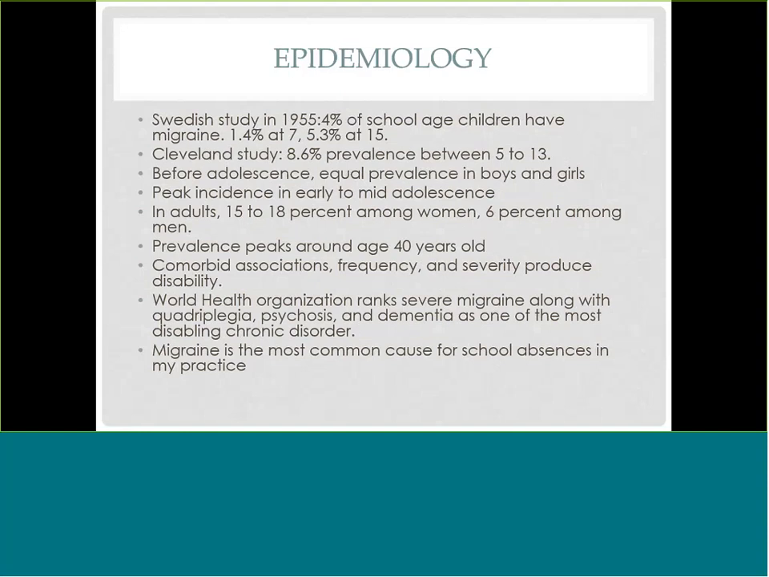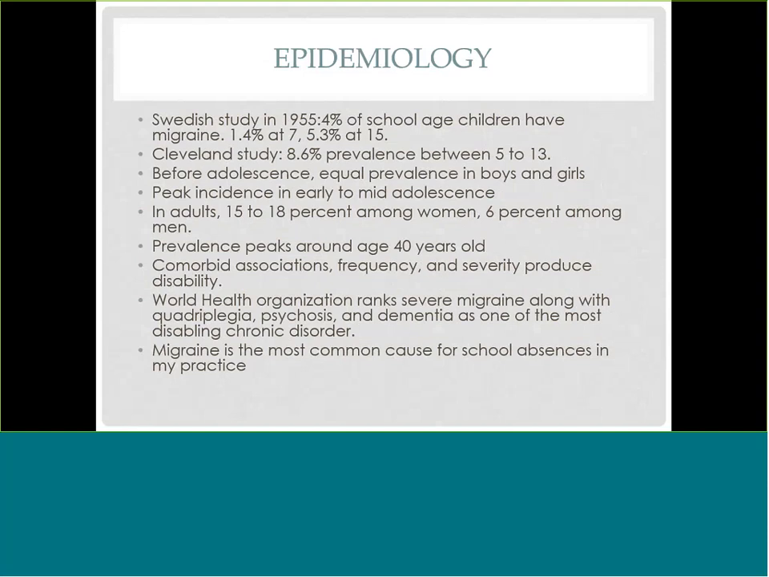So let's talk a little bit about the epidemiology of migraine. Migraine is one of the more common problems we see in the pediatric neurology clinic, but also one of the more common problems you'll see in practice. A Swedish study in 1955 suggested that the incidence in Sweden was about 5.3% at age 15. A Cleveland study suggested a prevalence of about 8.6% in children between ages 5 and 13.